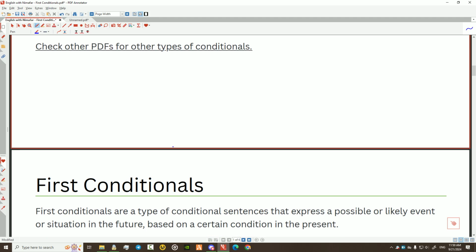First conditionals are a type of conditional sentences that express a possible or a likely event or situation in the future based on a certain condition in the present. Please pay attention to the keywords. A possible, not a fact, not always true, likely event, not 100%, in the future based on a certain condition in the present.